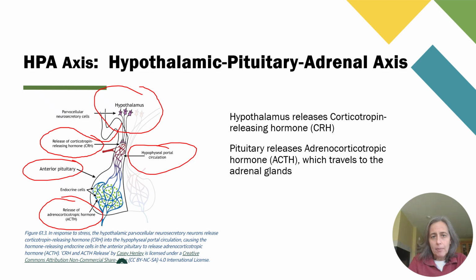Now that sounds like a real mouthful, but adreno means adrenal, so it's going to go to the adrenal glands. Cortico means it's going to go to the cortex of the adrenal glands, and trophic just means that that's where it goes. So the hormone is basically named the hormone that goes to the adrenal cortex, which is the adrenocorticotropic hormone, or ACTH for short.